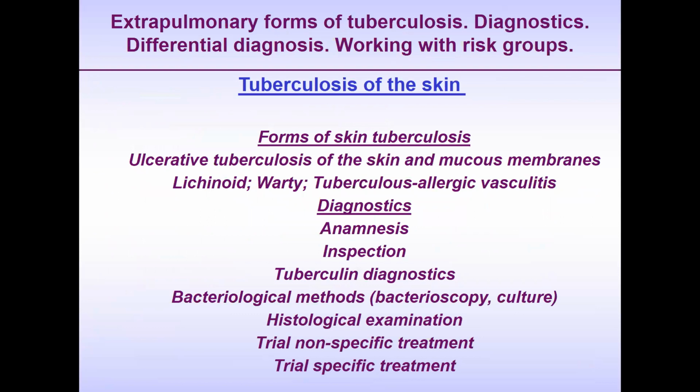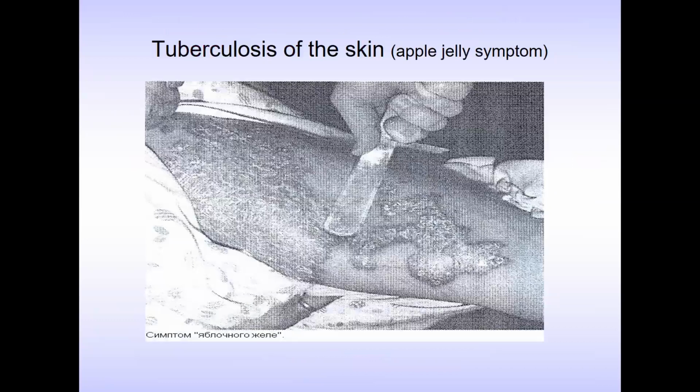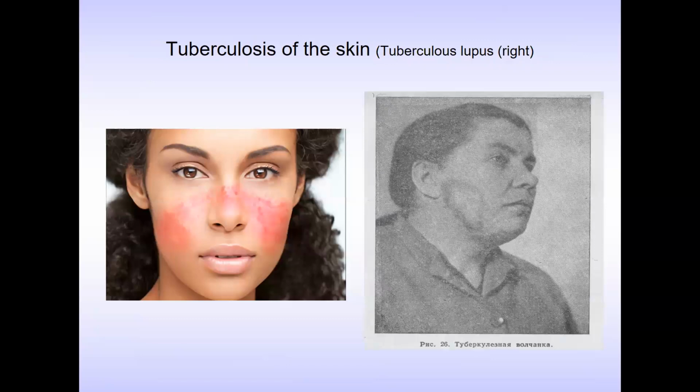Let's try to explain tuberculosis of the skin. And you can see in this picture forms of skin tuberculosis and what we can do for diagnostics of tuberculosis of the skin. You can see in this picture the apple jelly symptom of the skin. It looks like a butterfly.